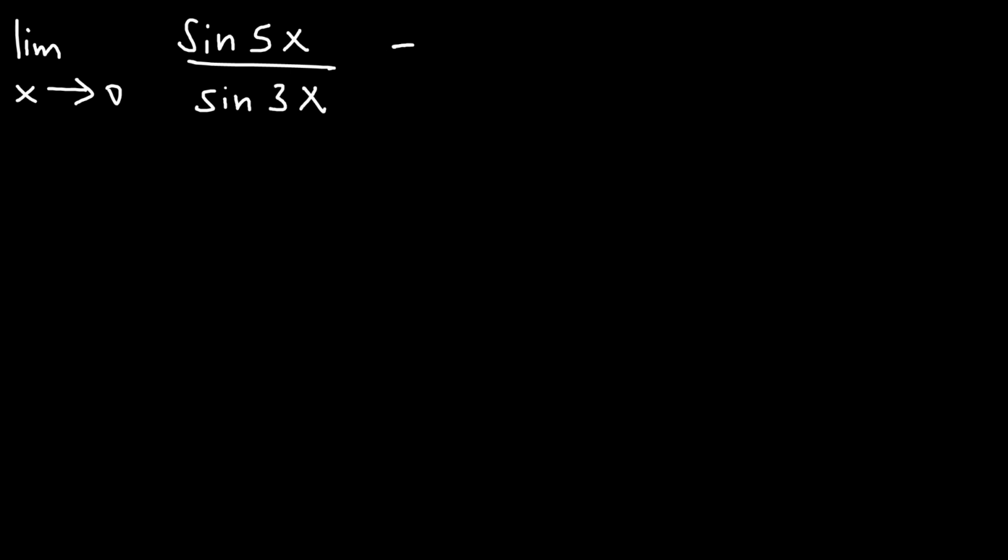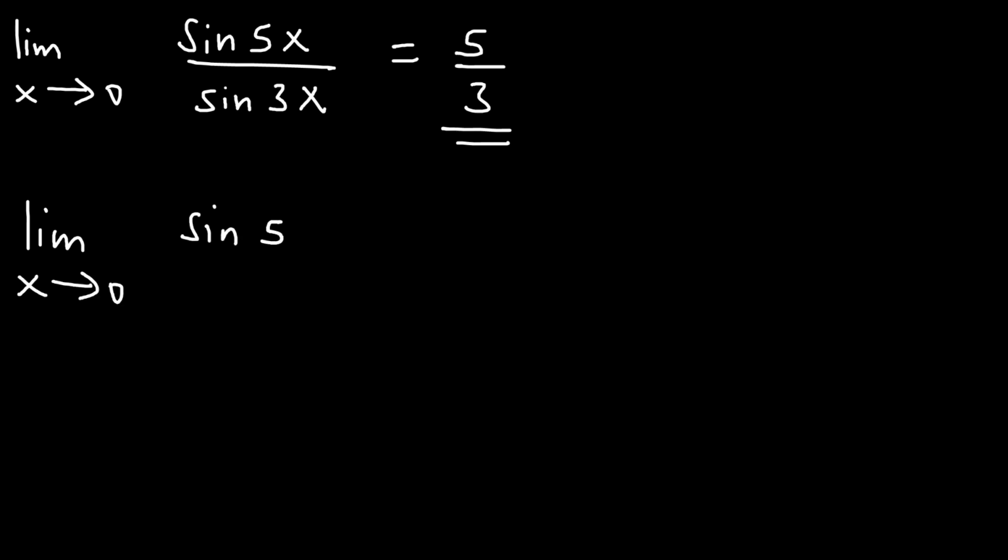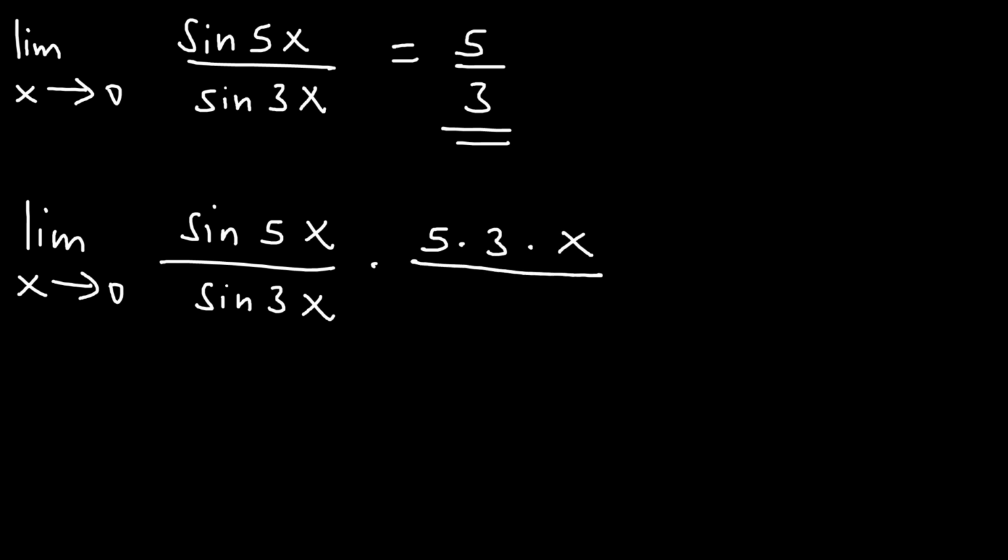Now, like we said, this will be equal to 5 divided by 3. And if you want to show your working, you would have the limit as x approaches 0 of sine 5x divided by sine 3x. Now what you need to do is multiply the numerator by 5, 3, and x, and also multiply the denominator by 5, 3, and x.